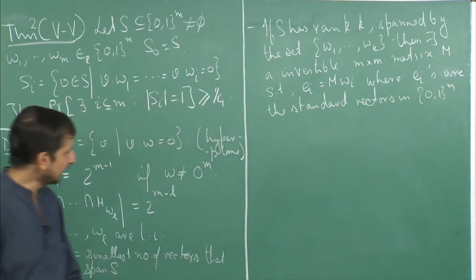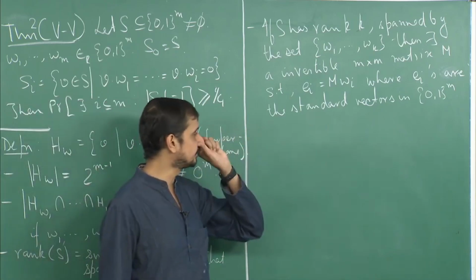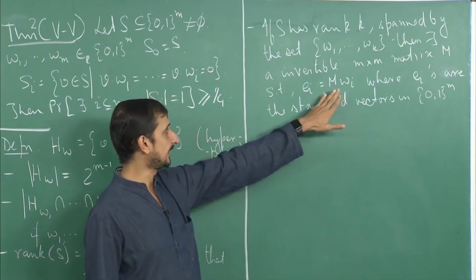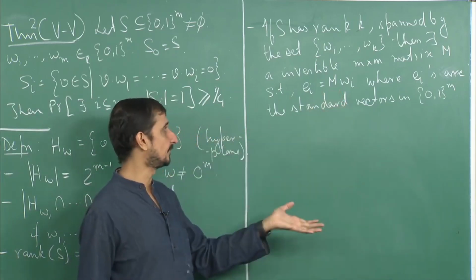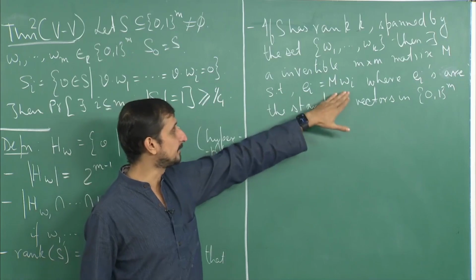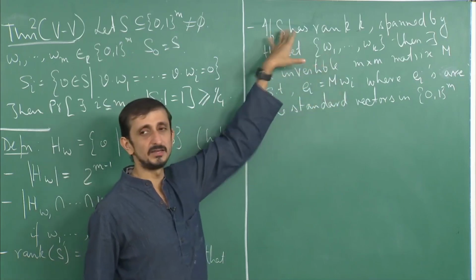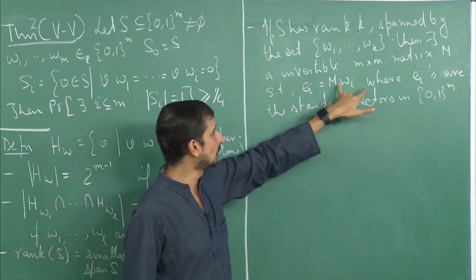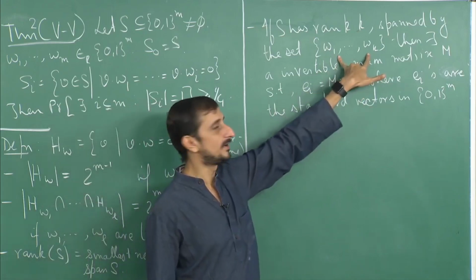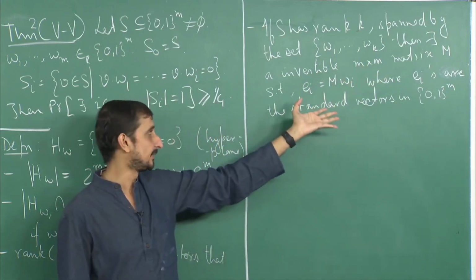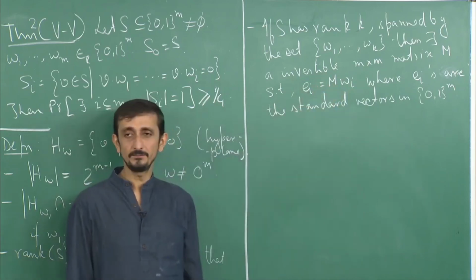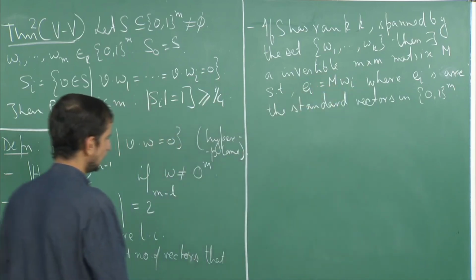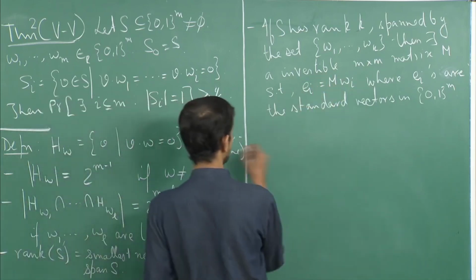Again this is a standard idea that I can always do a change of basis. This is not exactly a basis because S need not be a vector space, but I can change from any linearly independent set to any other linearly independent set that I want via an invertible matrix.